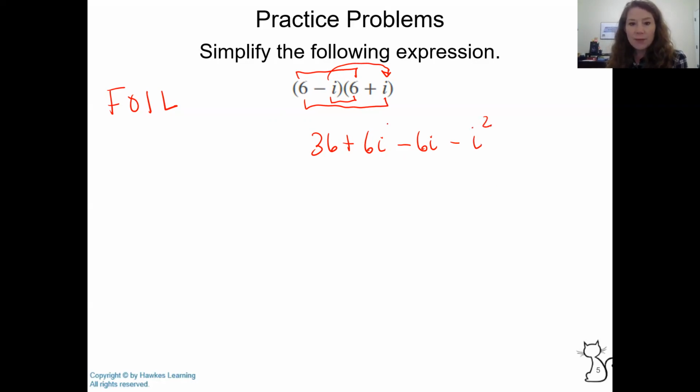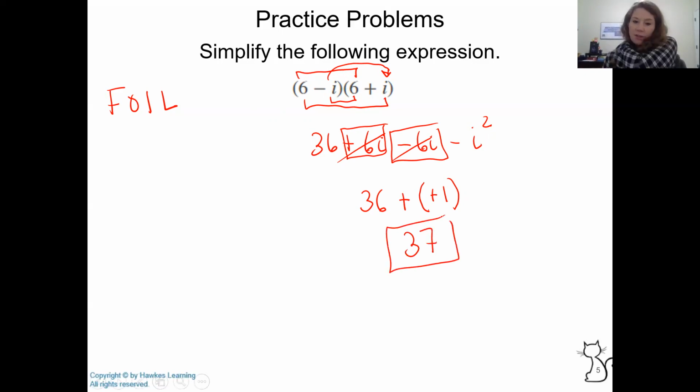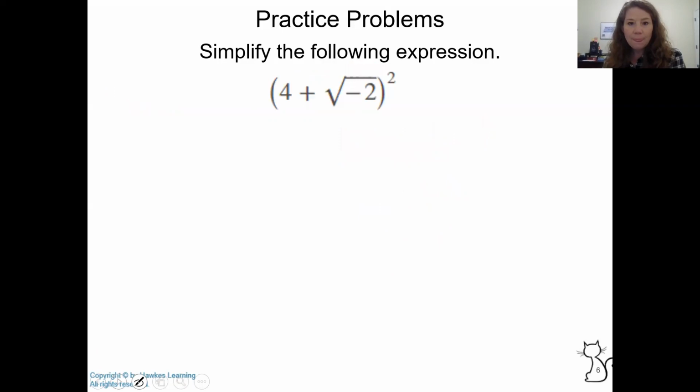So let's see what we have. We have these two like terms. 6i minus 6i is 0. So we have 36 minus, now what is i squared? i squared is equal to -1. So now we have 36 minus a -1. Every time we have minus a negative, we do bam, bam. So our final answer is 36 plus 1, which is 37. That is our final answer, and we got that by FOILing.